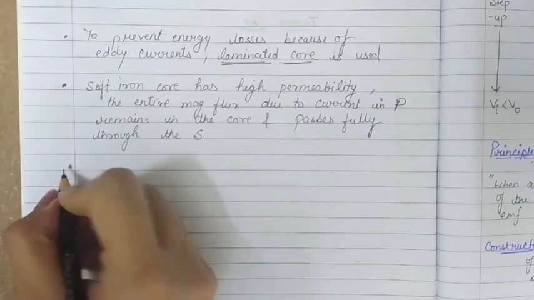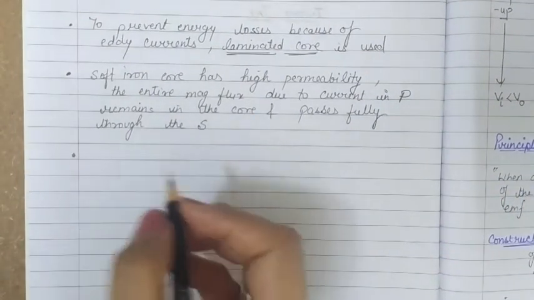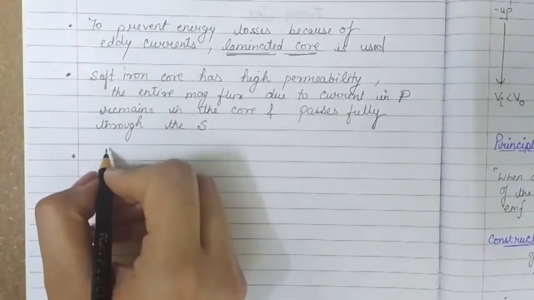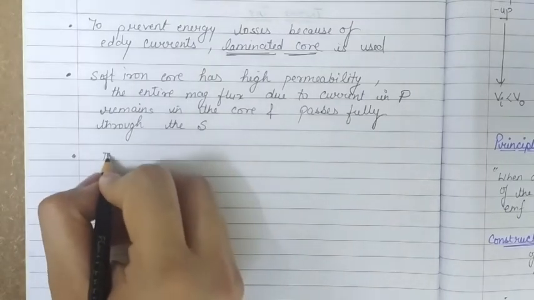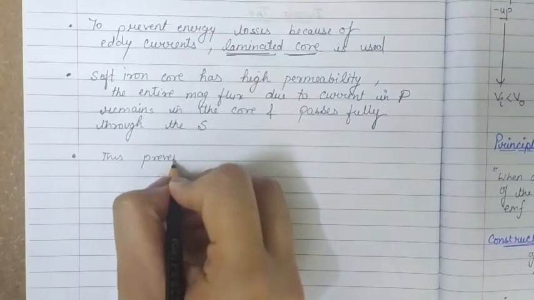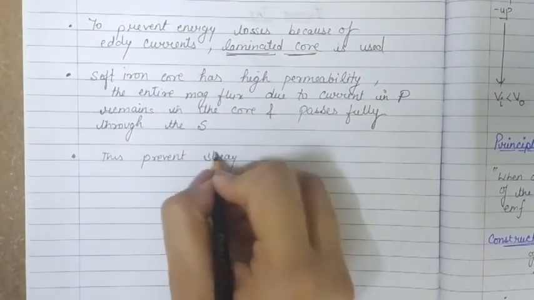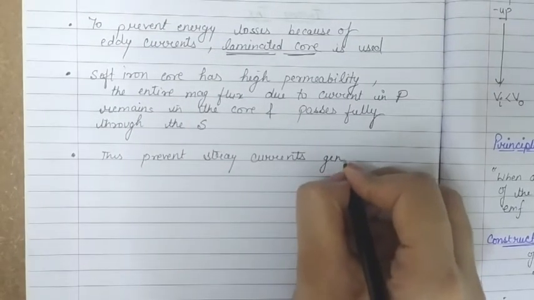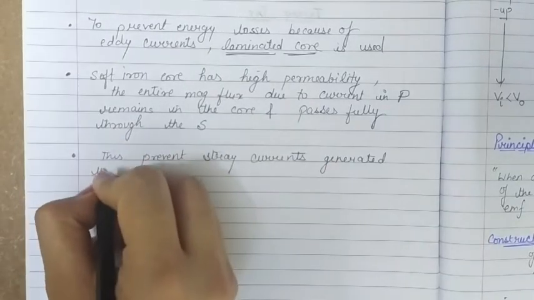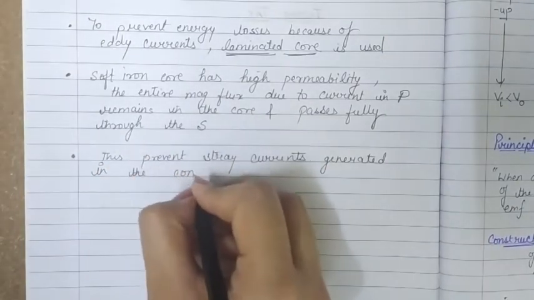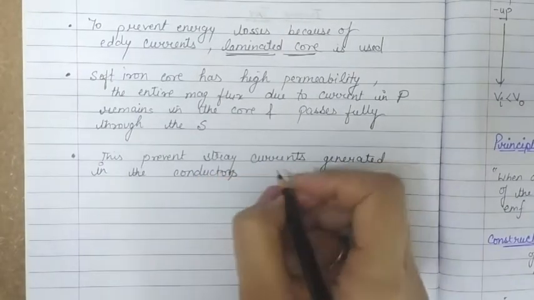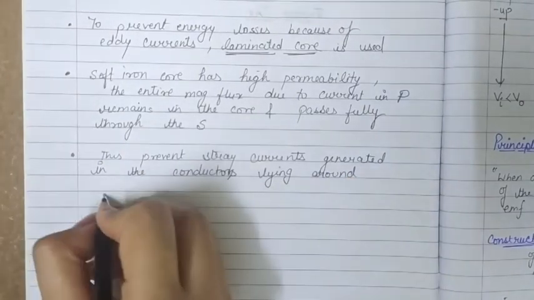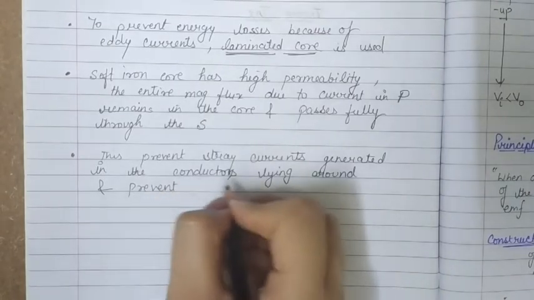Also, next thing that we have to keep in mind is that this can also prevent stray currents which are being generated in the conductors lying around the transformer. So this prevents stray currents generated in the conductors lying around and prevents power loss.